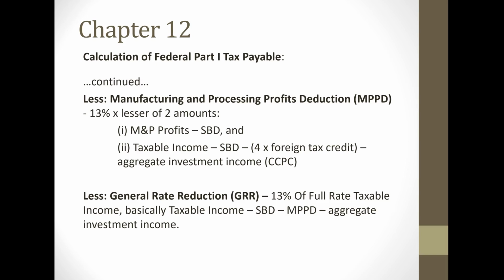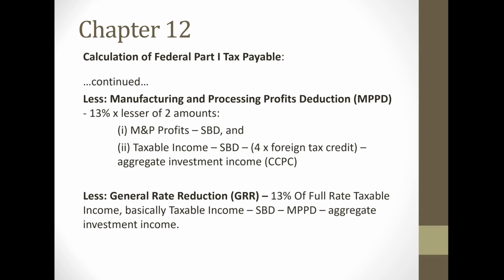There are some provinces that still provide companies that have manufacturing and processing profits greater benefit. And so that's why we still have this deduction at the federal level, because it could make a difference at the provincial level, but at the federal level, it doesn't necessarily make a difference because the 13% reduction for the manufacturing and processing profits is the same as the 13% reduction for the general rate reduction.